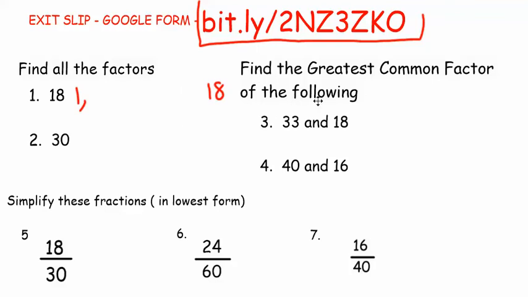Over here, just tell me the greatest common factor. That's it. That's just one number. And over here, simplify the fraction to lowest form. Make sure it is in lowest form. Just go ahead and use a slash for the fraction, okay?